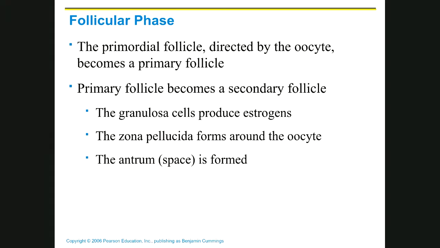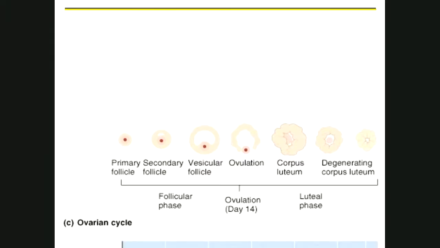Well, these cells make hormones. So these granulosa cells make estrogen. So as soon as we start getting granulosa cells, we're going to get estrogen. But this over here has been changed. It's not a follicle anymore, it's a corpus luteum. And these cells make both estrogen and progesterone.